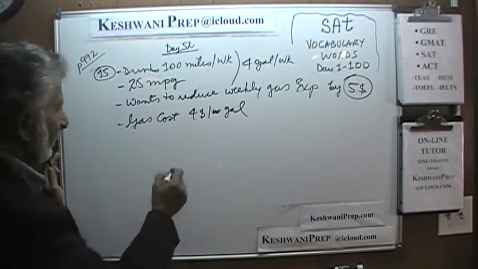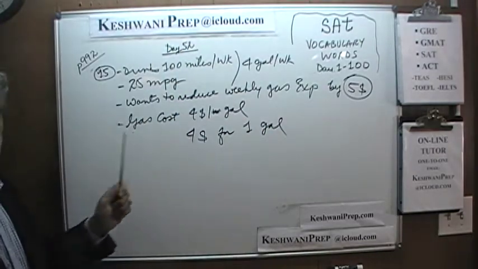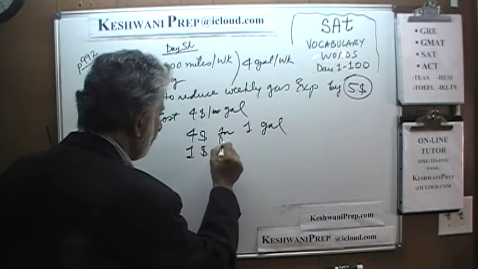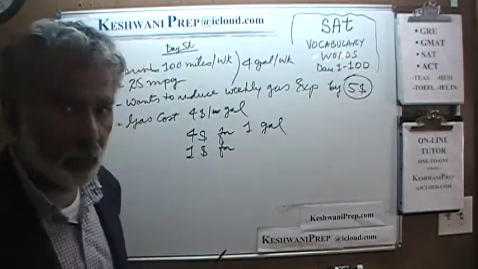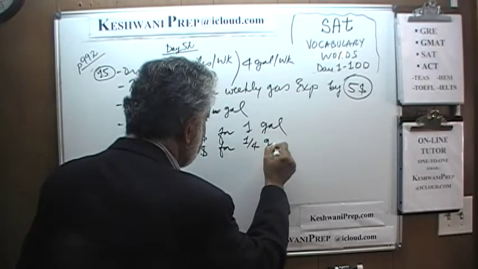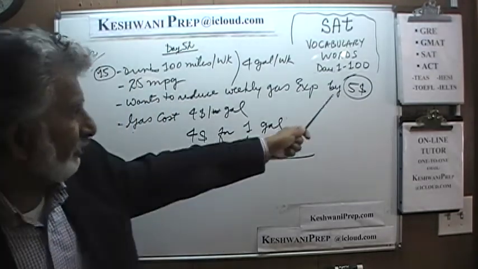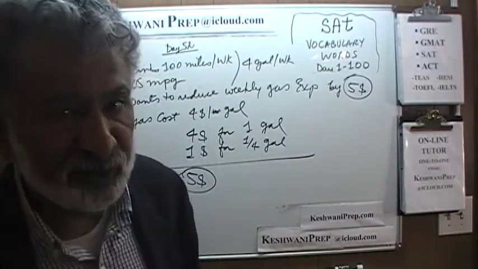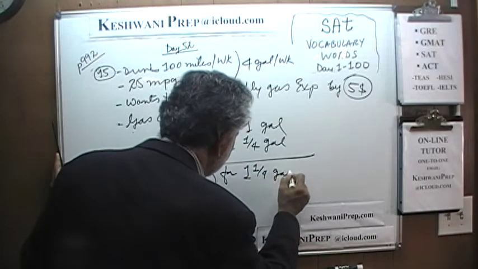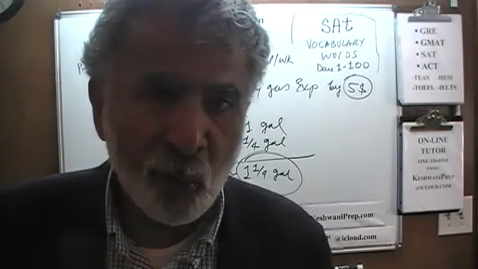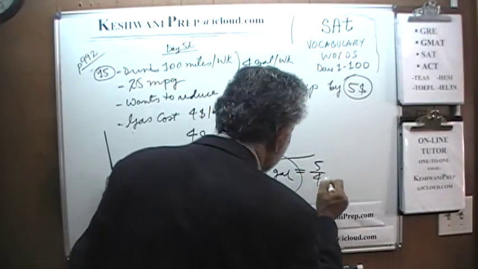We know the gas costs $4 per gallon, so it's $4 for 1 gallon. Well, if it's $4 for 1 gallon, it must be $1 for 1/4 gallon. And that's $5. So if he wants to save $5 per week, if he wants to cut down his weekly expenditure on gasoline by $5, he must purchase 1 1/4 gallon less than what he does now. 1 1/4 gallon is the same as 5/4 gallon.